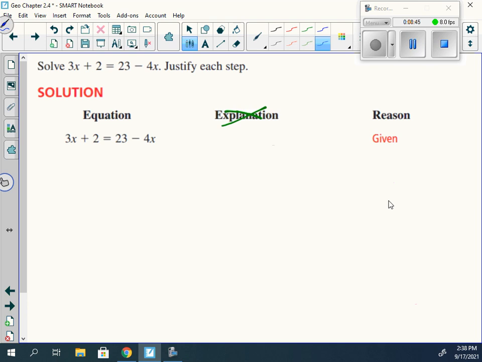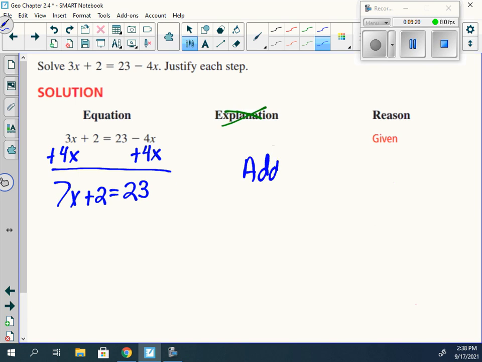Now, we need to solve for the value of x. What's our first step in solving for the value of x? I can add 4x to both sides. We could have subtracted 3x. Either works. Now, we would just keep motoring through solving normally. But here we need to give our reason. Why can I add 4x to both sides? What property says I can? Addition of equality, yes.